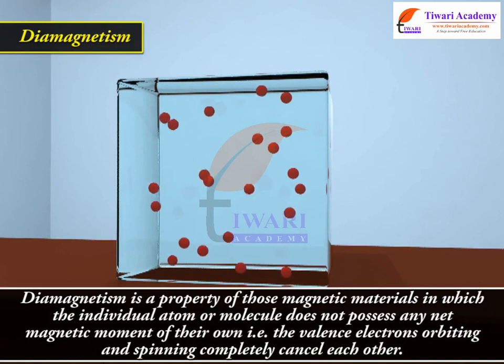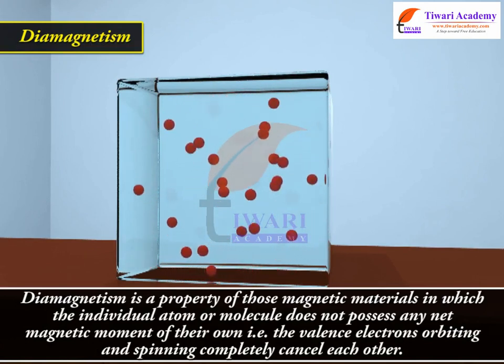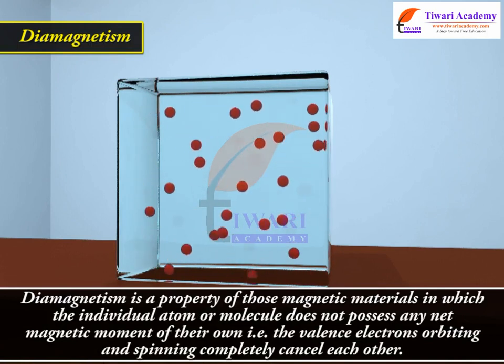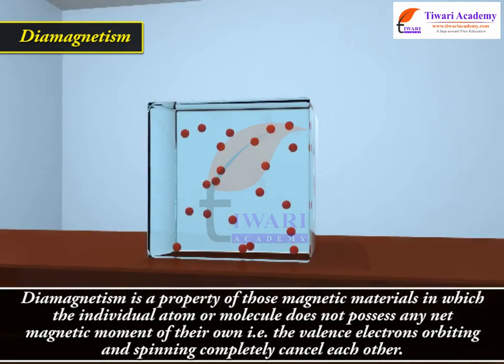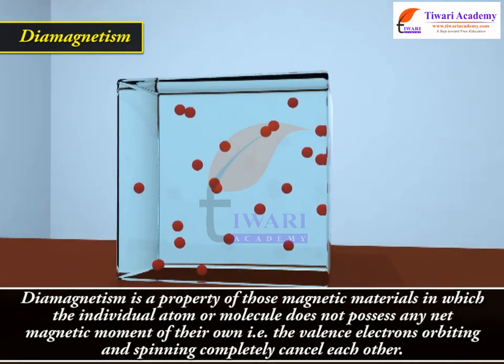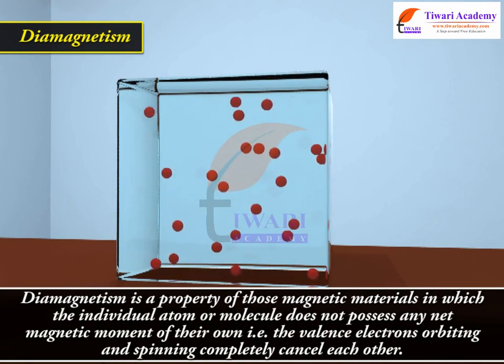Diamagnetism. Diamagnetism is a property of those magnetic materials in which the individual atom or molecule does not possess any net magnetic moment of their own. That is, the valence electrons orbiting and spinning completely cancel each other.